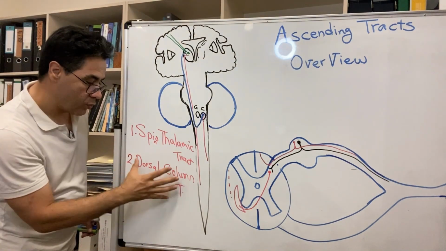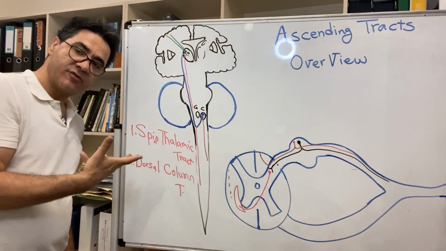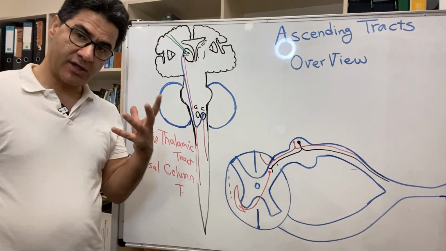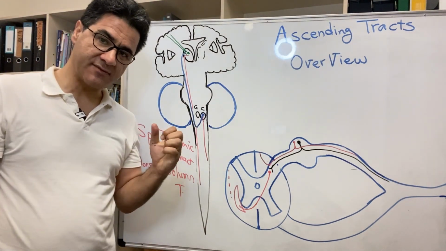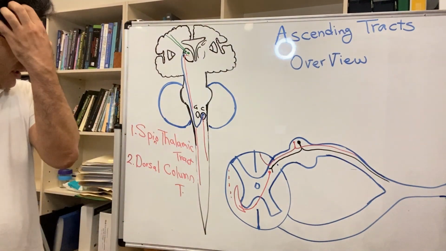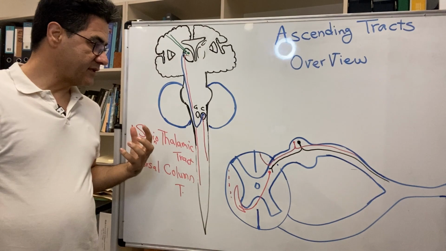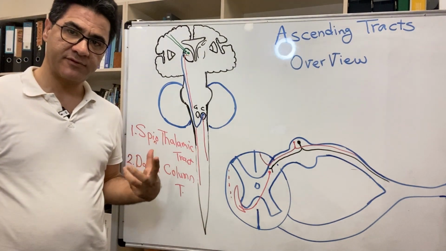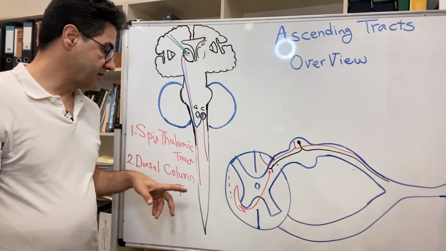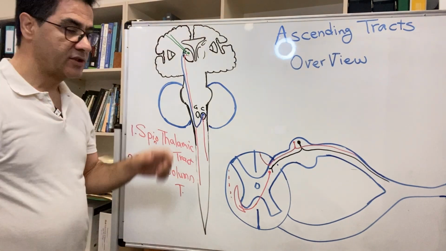So which kind of information is it carrying? It's carrying touch. It's called discriminative touch or fine touch, and it's also carrying some proprioceptive information, the conscious proprioceptive, and it's also carrying the vibration to the brain.